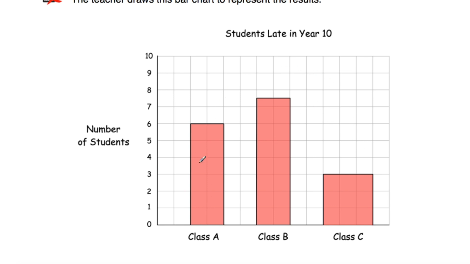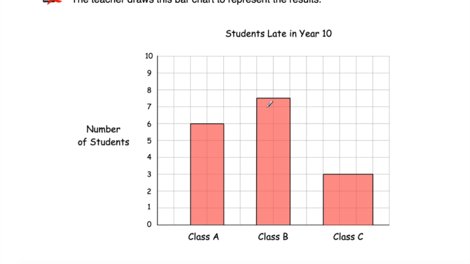Let's have a look at the heights of them now. So Class A, there's 6 students. Class B, 7.5 students, because in between 7 and 8 it's in the middle. So 7.5 students. We can't have 7.5 students late, so actually that's a bit of a problem. And Class C, the height of that is 3 students.